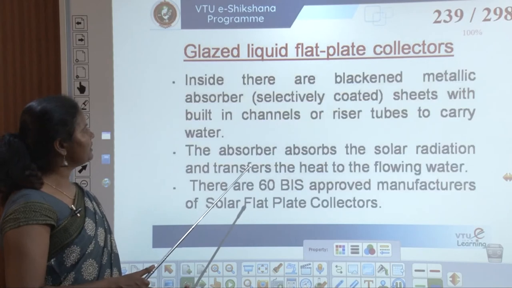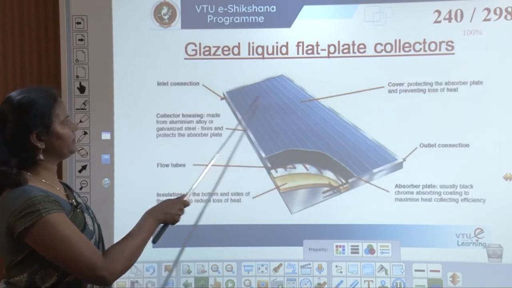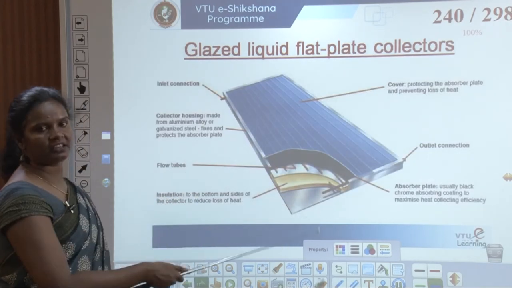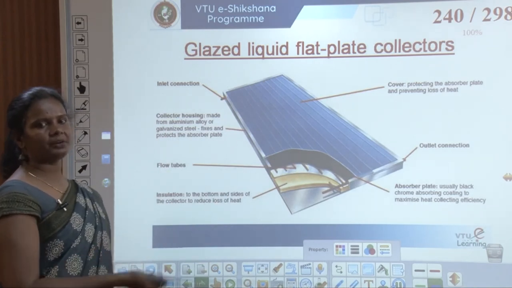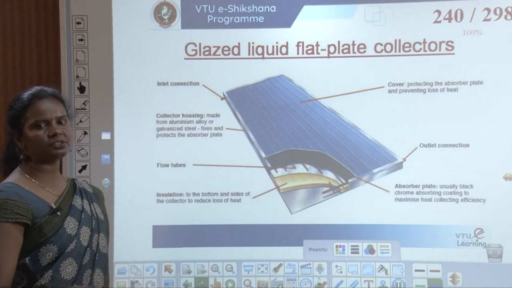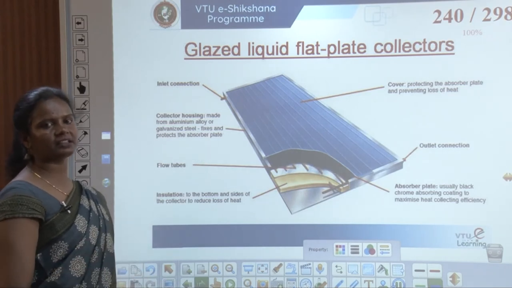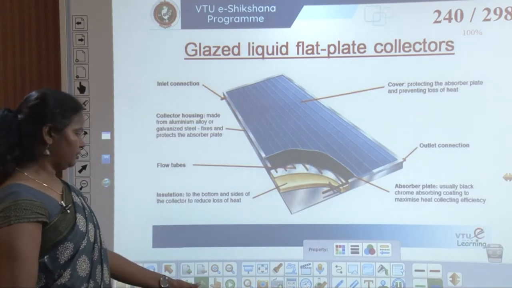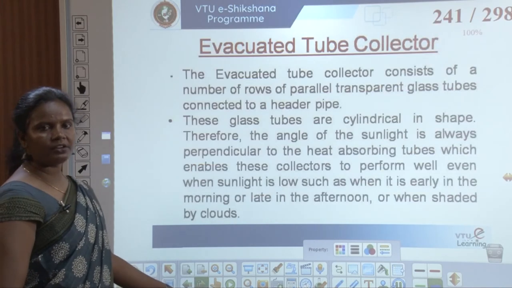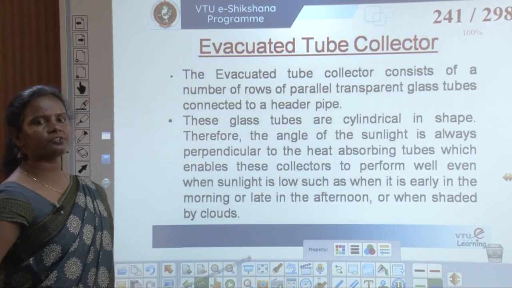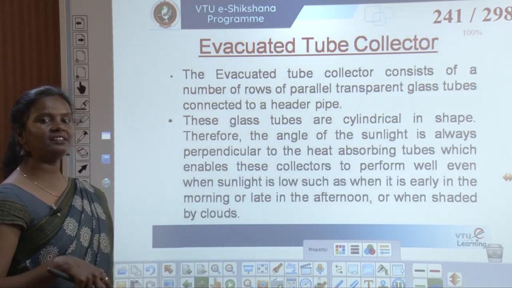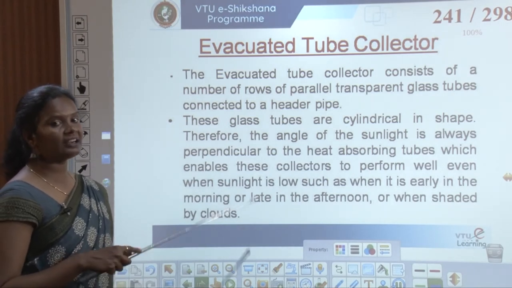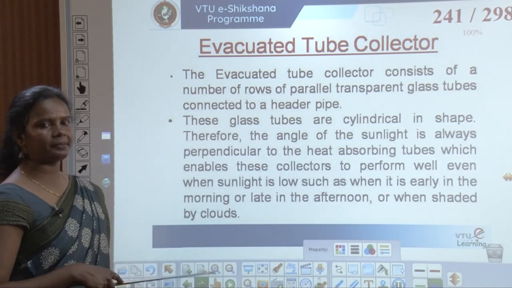Whereas in glazed liquid flat plate collectors, it doesn't have a tank. The tank is provided separately, where hot water goes, and from there it is connected to the receiver points. So the evacuated tube collector consists of a number of rows, like we saw, of parallel transparent glass tubes connected to the header pipe. There is a header pipe for that.